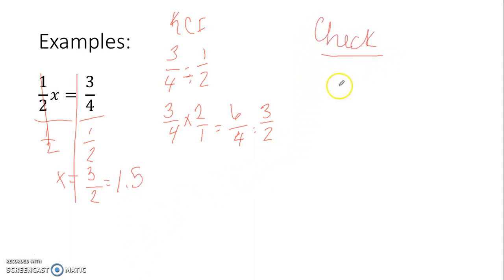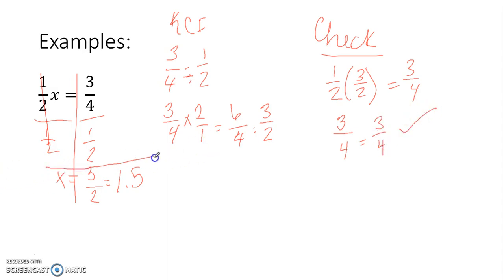And the reason why I don't care if we do this is because as we check our work, the fraction is going to be a little bit easier for us to see. So 1/2 times 3/2, we should get that to equal 3/4. 1 times 3 is 3, 2 times 2 is 4, so this indeed does check out. Right, so we know that our answer that we found is correct.